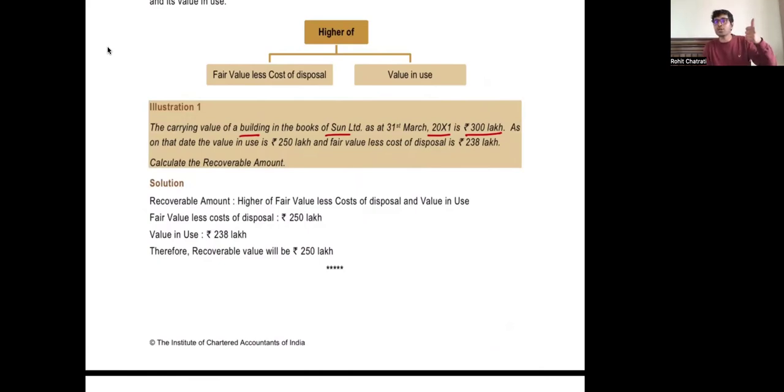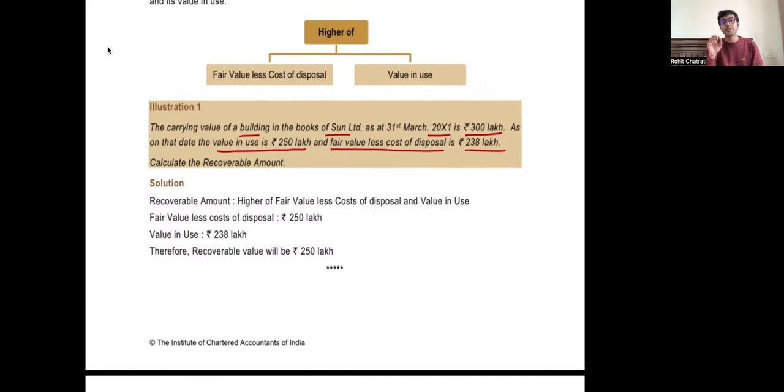So historical cost was 500. It charged depreciation of 200 lakhs and therefore the carrying amount of the building, or the book value of the building, as at 31st of March 2021 is 300 lakhs, which is historical cost less accumulated depreciation, 500 less 200, which is equal to 300 lakhs. As at that date, the value in use is 250 lakhs and fair value less cost of disposal is 238 lakhs.